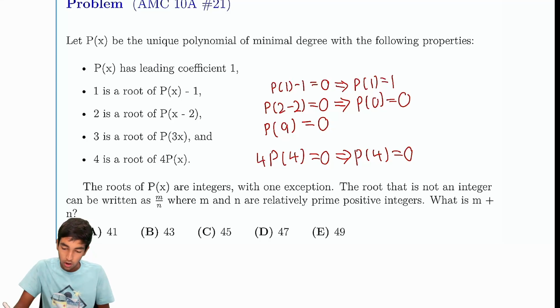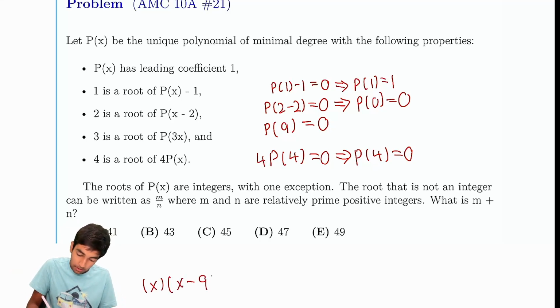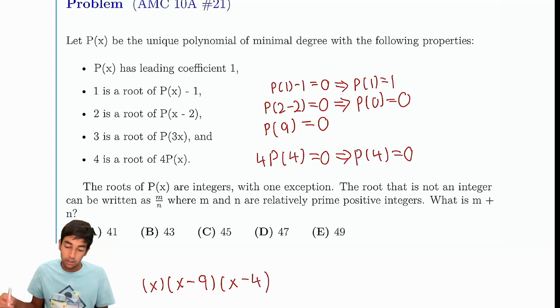So what are the roots we know? Well, we know 0 is a root, 4 is a root, and 9 is a root. So we can just say x, because x minus 0, and then x minus 9, and then x minus 4. And then there could be other roots we don't know. Okay, so that's what these three conditions give us. This is going to be a part of our polynomial.